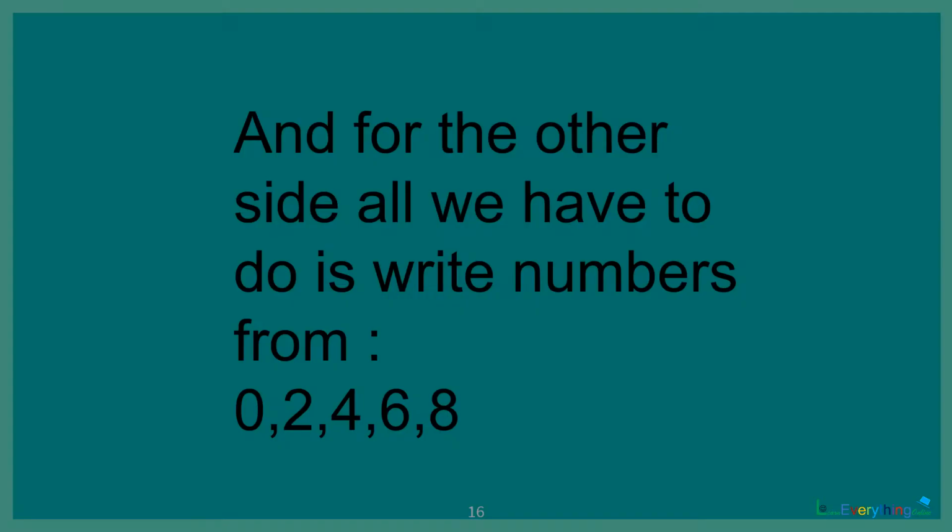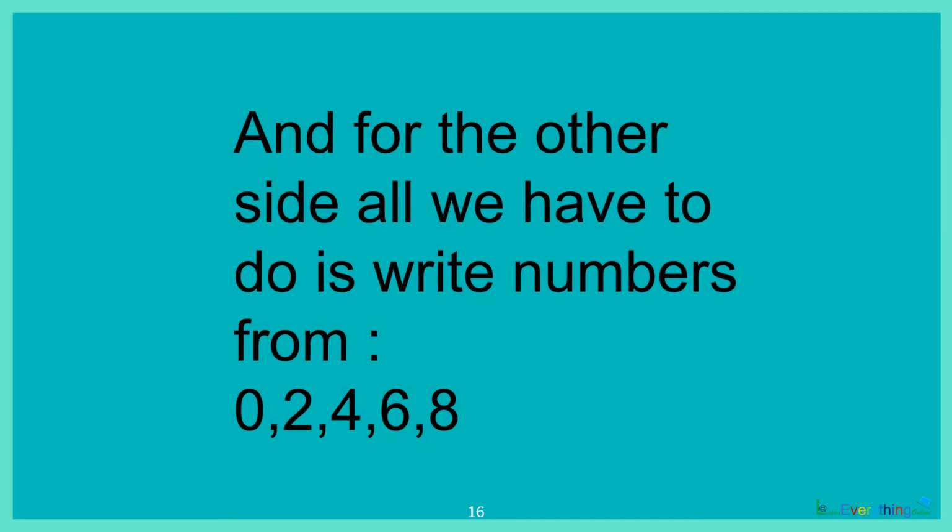But what about the other side of the answer? So for the other side of the answer, we have to write numbers in this order 0, 2, 4, 6, 8, which is basic even numbers, and we have to write these 5 numbers in order in every table in order to get the correct answer.